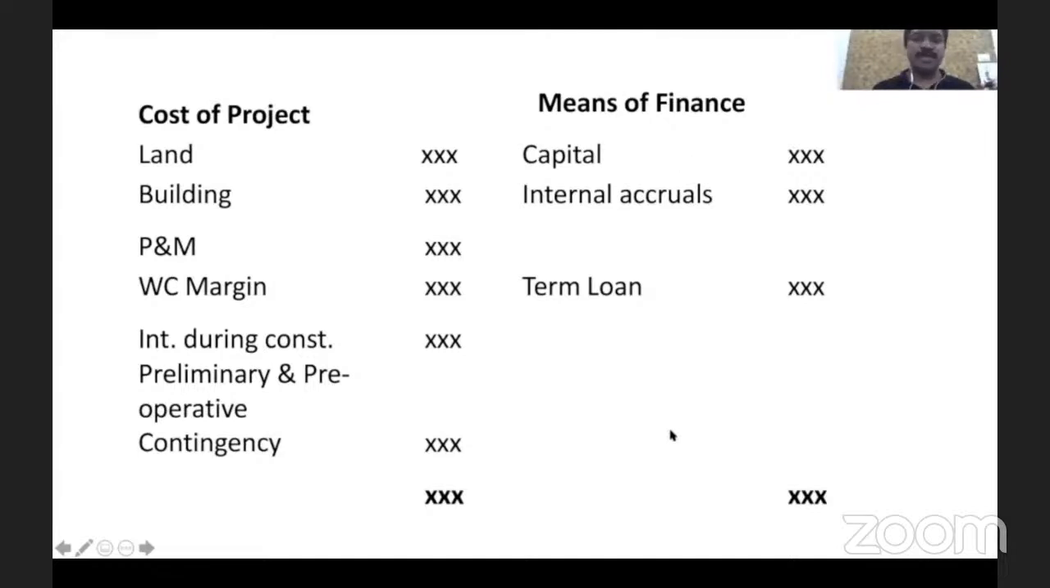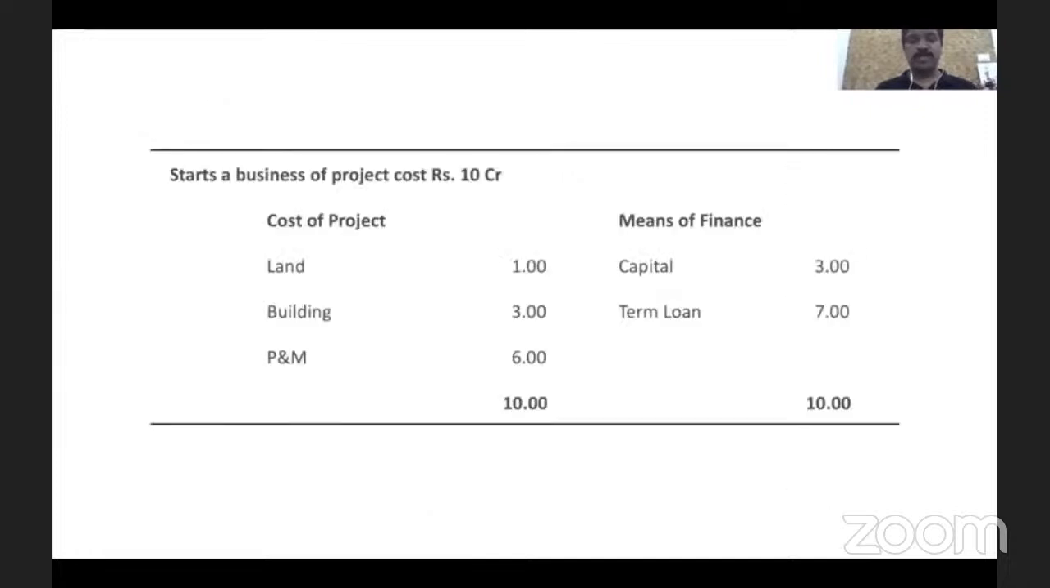It's something like a balance sheet. Okay, a balance sheet will have sources on one side, uses on the other side. Here I've just kept the uses on the left side and sources on the right side. Okay, any side as you wish. Okay, now let me take you through an example.